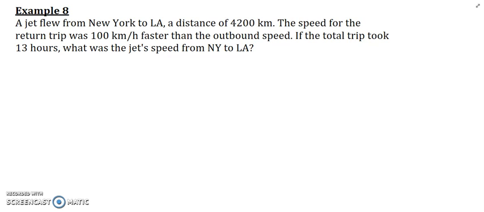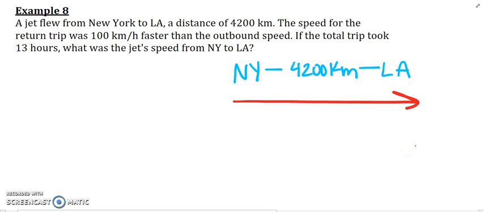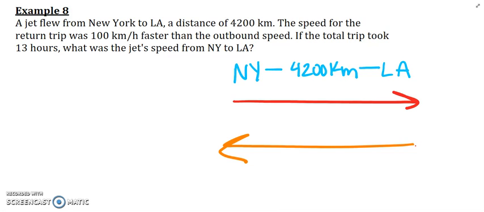Example 8, a jet flew from New York to LA, a distance of 4,200 kilometers. The speed for the return trip, so we had going there and going back, was 100 kilometers faster than the outbound speed. So I'm going to stop right here, and this is the outbound speed.